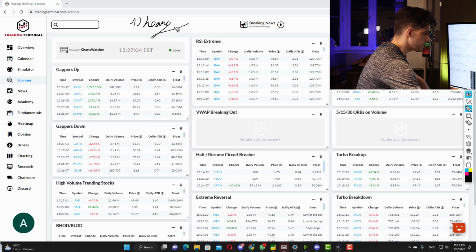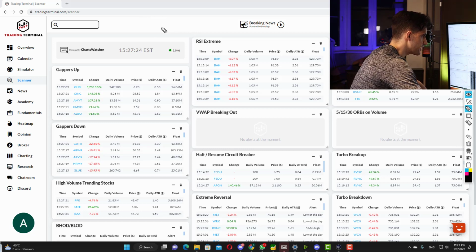And if you are going in heavy into a particular stock, you need to make sure that the stock is liquid. The stock has hundreds of thousands of shares traded per minute. This way, you can ensure that you will get a good fill at the exact price that you want to get filled at. And for that, yes, the gappers list, gappers up and gappers down.